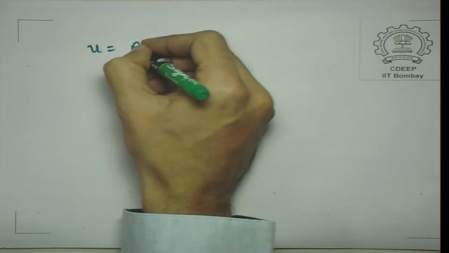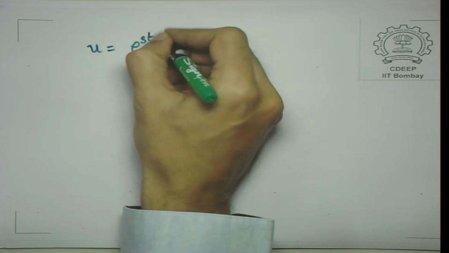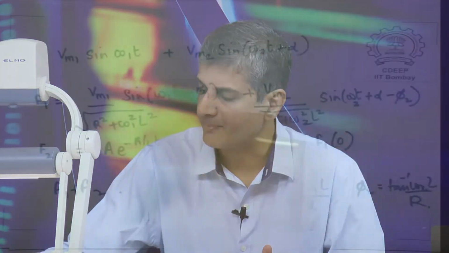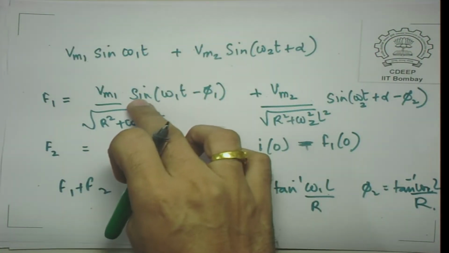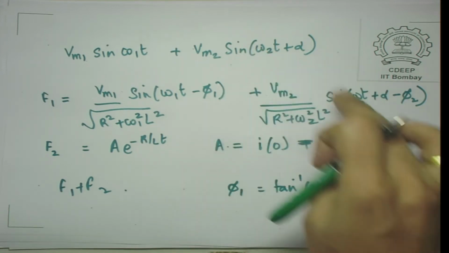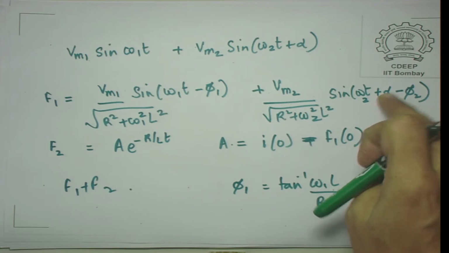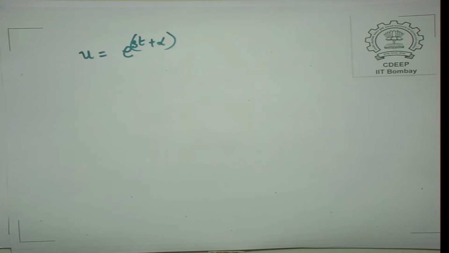For example, if your input is e raised to st plus alpha, so instead of taking the input as sin omega t, you take it as, or cos omega t for that matter. In fact, if you replace this by cos omega t, this will also be cos omega 1 t minus phi, and sin omega 2 will be sin omega t minus phi. If you add an alpha, it appears here also. So, this is something which makes the analysis of the sinusoidal state quite straightforward.